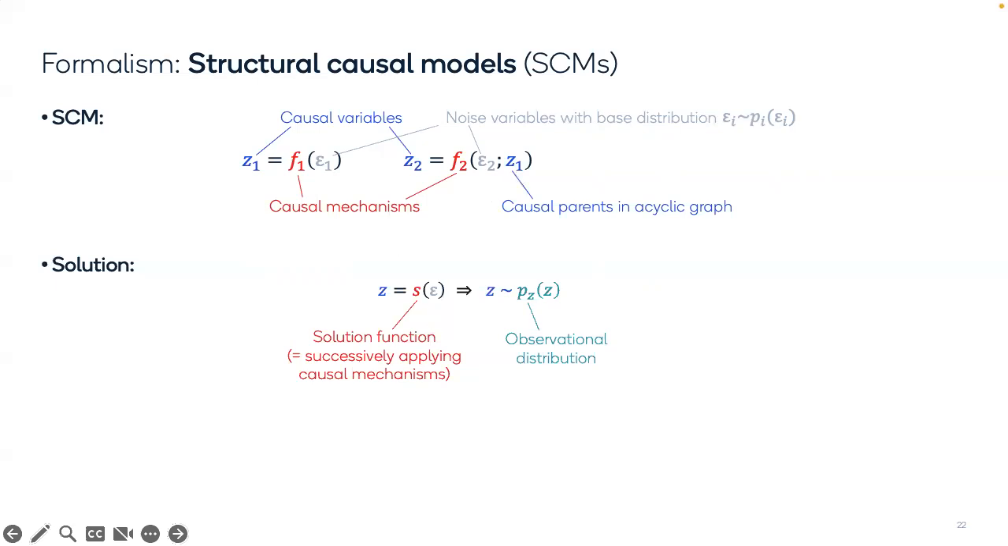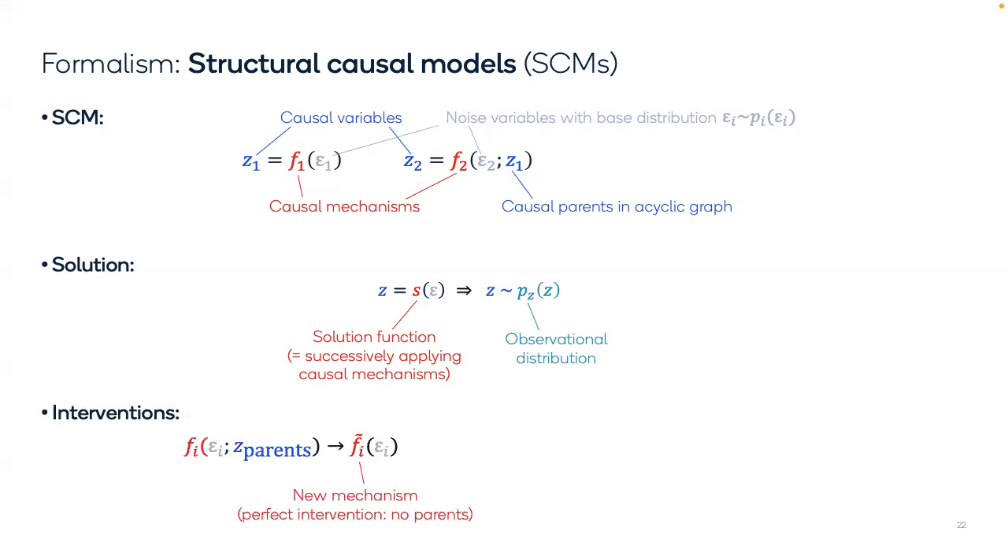But once you have this, you can take the distribution you have for the noise variables, push it through the solution function, and get a distribution over the causal variables. So this is the distribution of all your causal variables together. From this, you can see the correlation between ice cream consumption and sun hours, for instance. So far, this is nice. So far, nothing new.